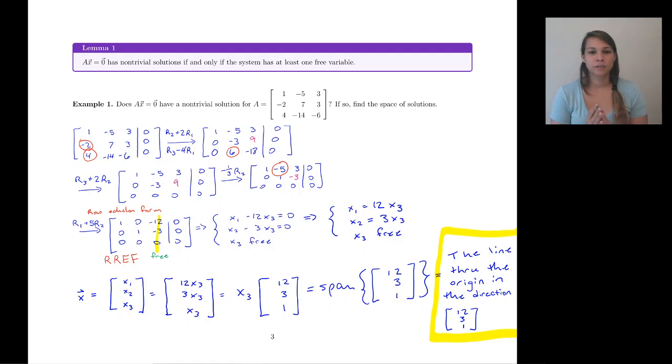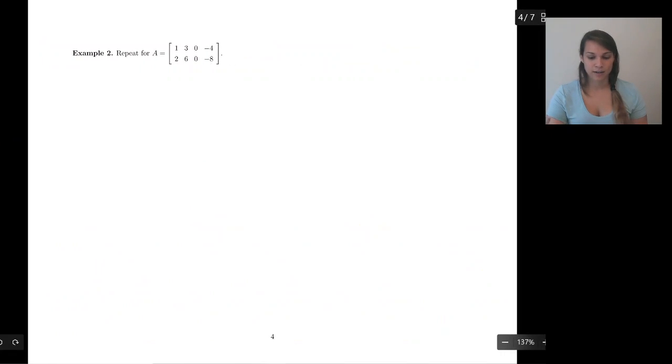Cool, so we were able to describe the solutions to this matrix equation using span and what we learned about it a couple of lectures ago. So let's try another example. We're going to use a different matrix for A now.